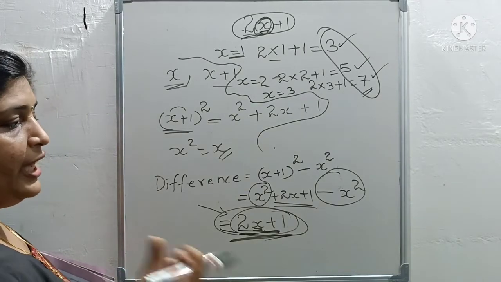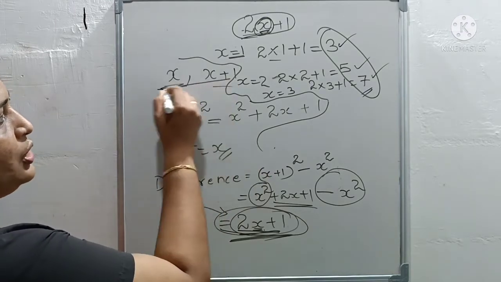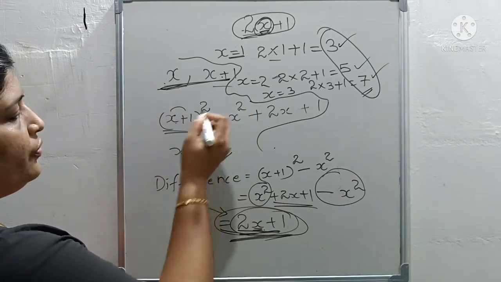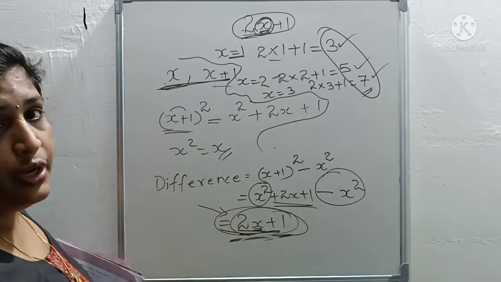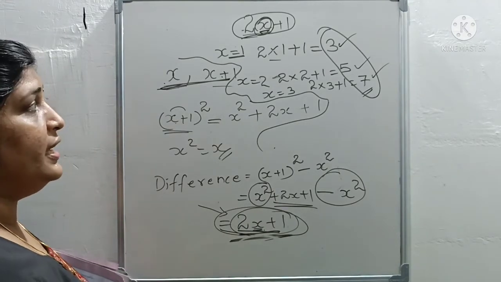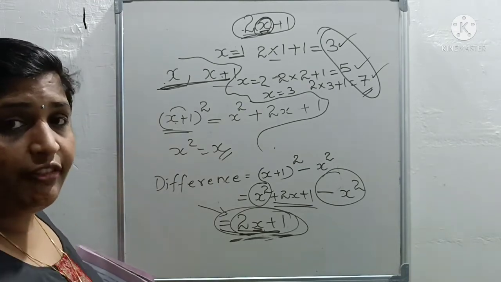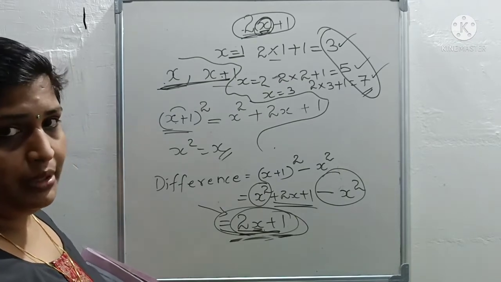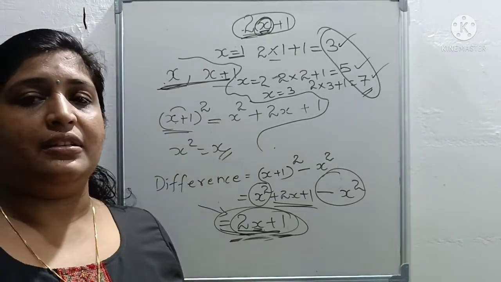So we can conclude that if we take any two consecutive natural numbers x, x plus 1, then the difference of their squares is an odd number. This is the general form of an odd number. So what is our conclusion? If we take any two consecutive numbers, the difference of their squares is equal to an odd number. So we can understand this from the pattern.